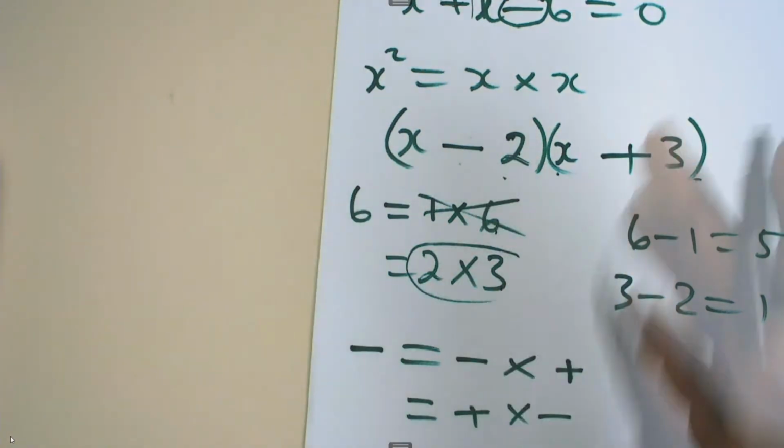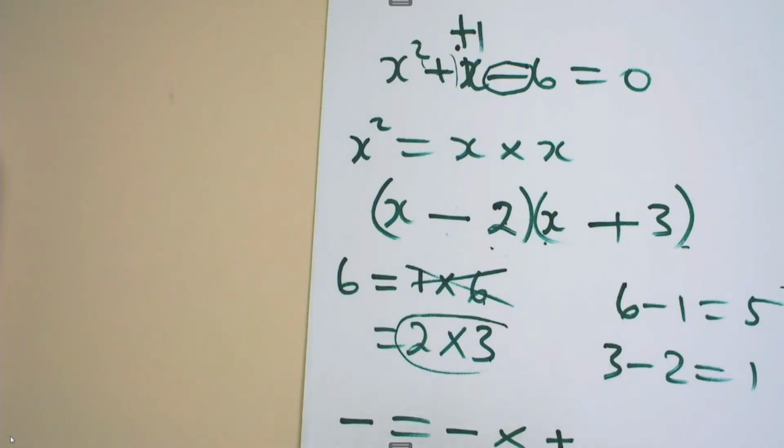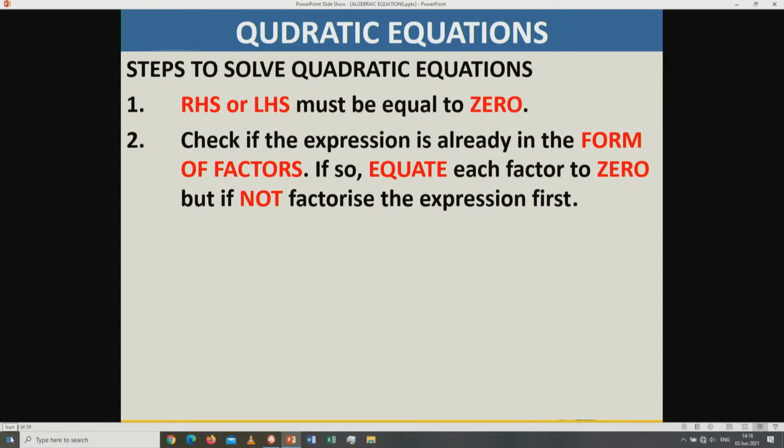That's how you factorize a trinomial. But the issue here is we must solve quadratic equations. Now we must identify whether they are in the form of factors or not. If they are in the form of factors, we know what to do. If they are not in the form of factors, again we know we have to factorize. Right, then let's go back to our presentation.